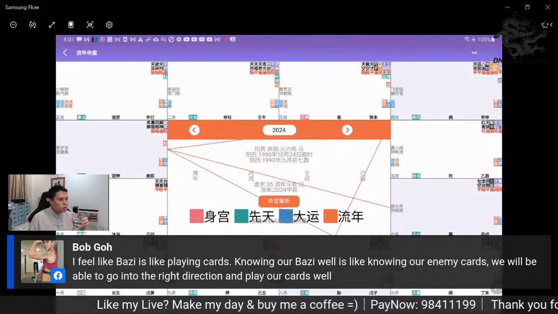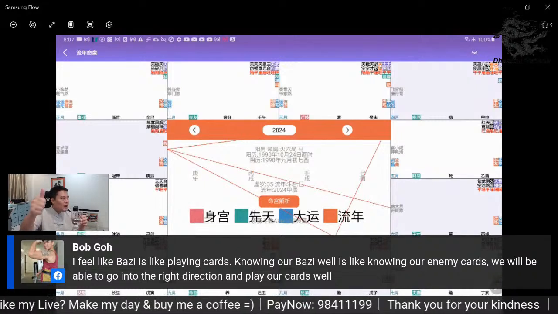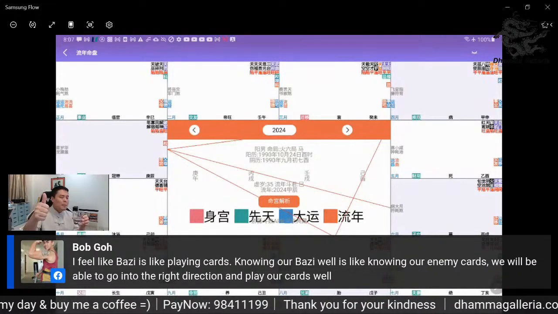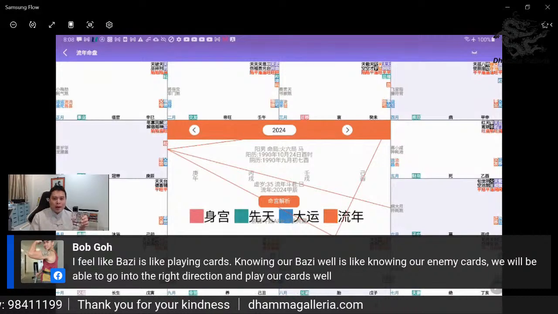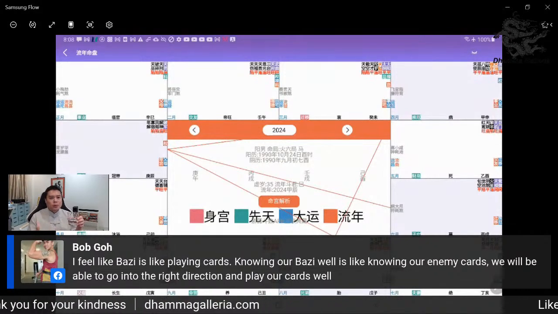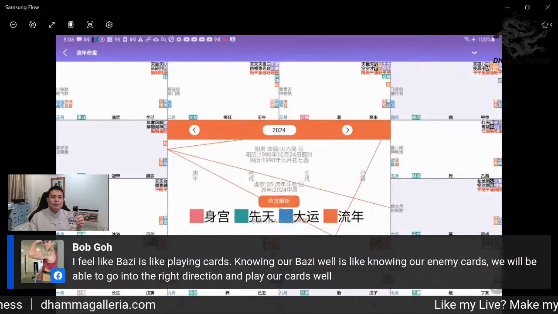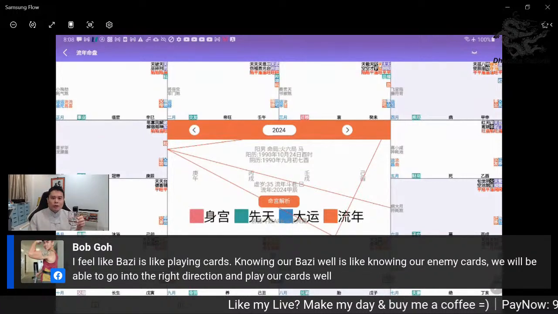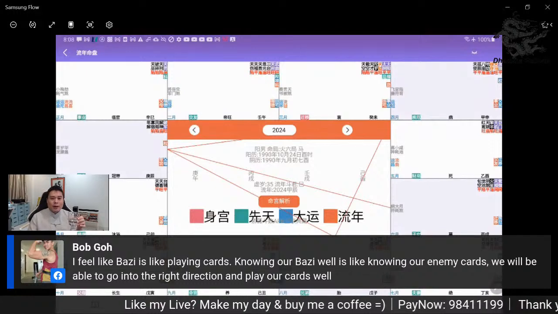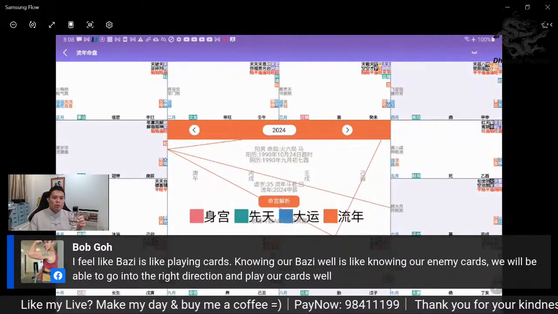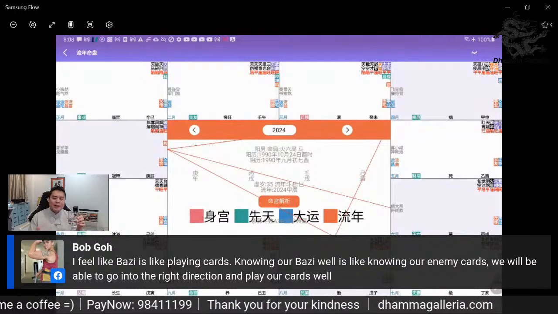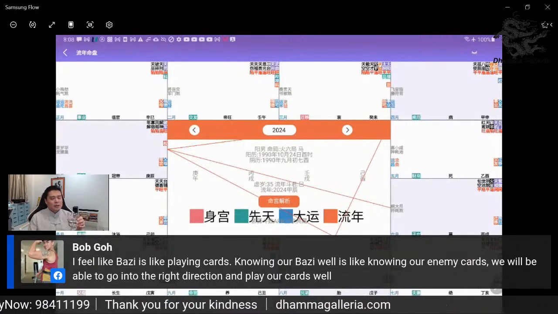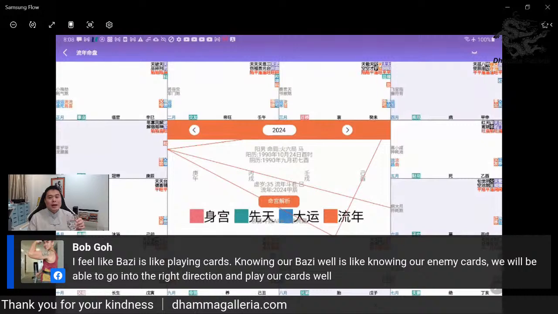We'll be able to go in the right direction and play our cards well. That's very correct. BaZi is to know our life roadmap. It's like our Google Maps. If you have Google Maps, you'll be able to drive onto the right path and find the shortest distance when traveling from A to B, right? And reach your destination faster. You'll be able to see where there's less traffic jam and where there's a smoother path. Thus, BaZi is very much like GPS, okay?